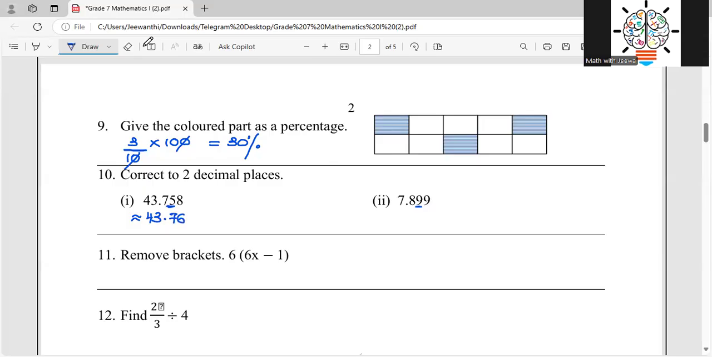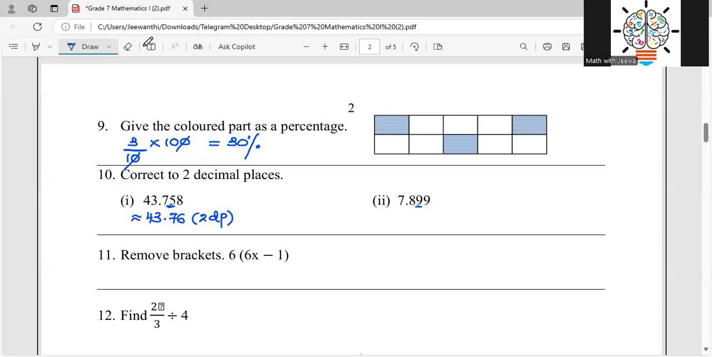43.76. And inside the bracket, I write 2dp. Sometimes you might think that I don't want to write 2dp because in the question itself, they have mentioned it. But after correcting a particular number, maybe to 2 decimal places, 1 decimal place, 2 significant figures, 1 significant figure, whatever it is, you want to write it like this, 2dp, right? 43.76.